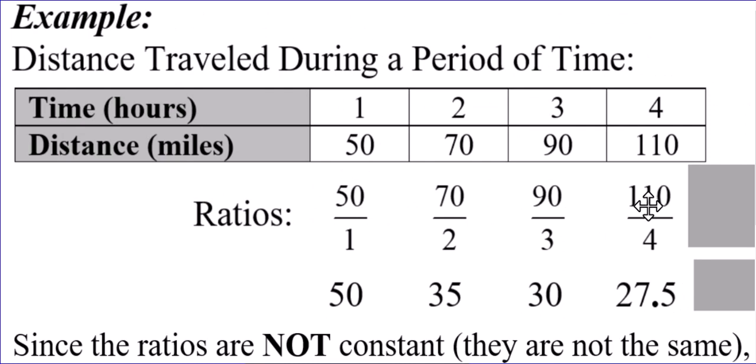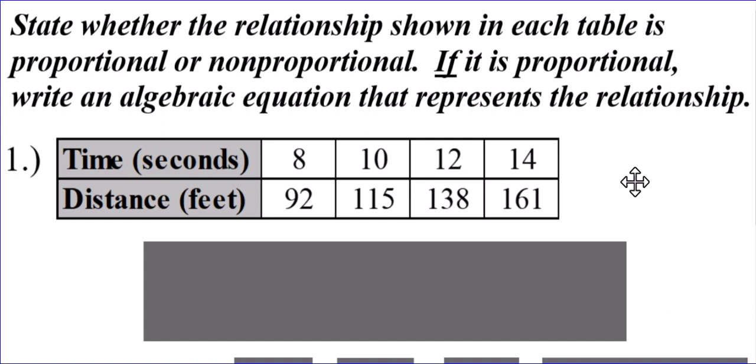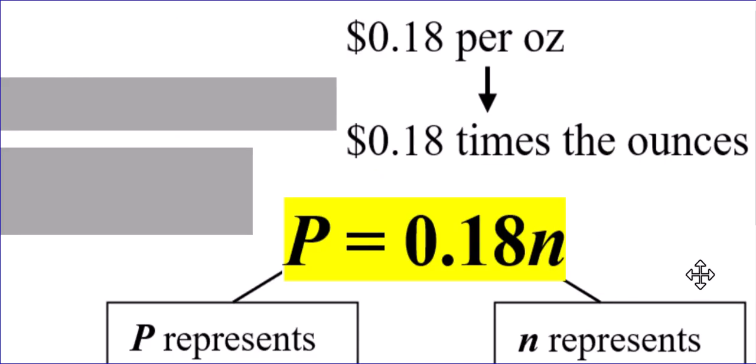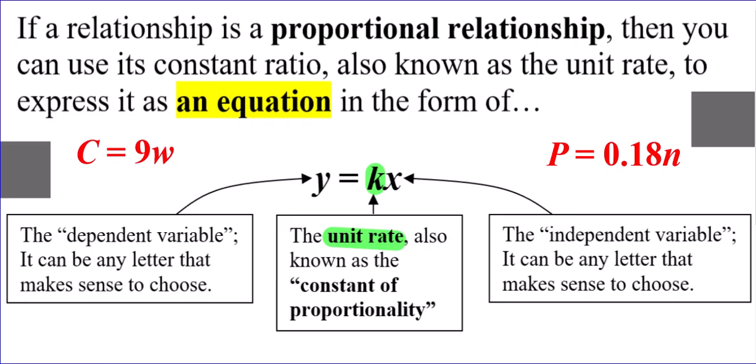Show me what fractions you are setting up and the answers you get from dividing in your calculator. Show me that work. If it is proportional, then you're going to write an algebraic equation that represents the relationship, just like we did on the problems from the first page, where we had the unit rate, something per something, and that means times the one variable will then equal the other variable. So you're going to write an equation if it's a proportional relationship.